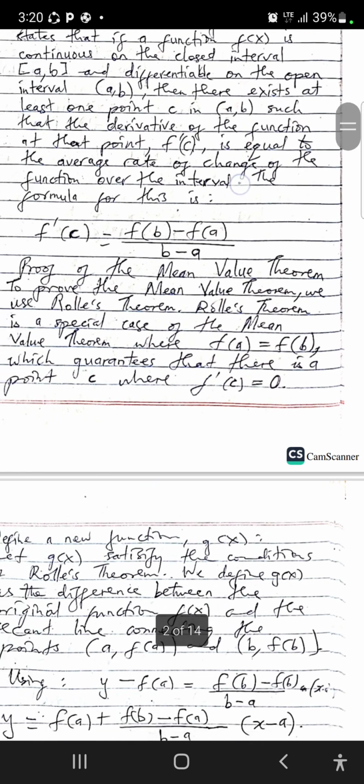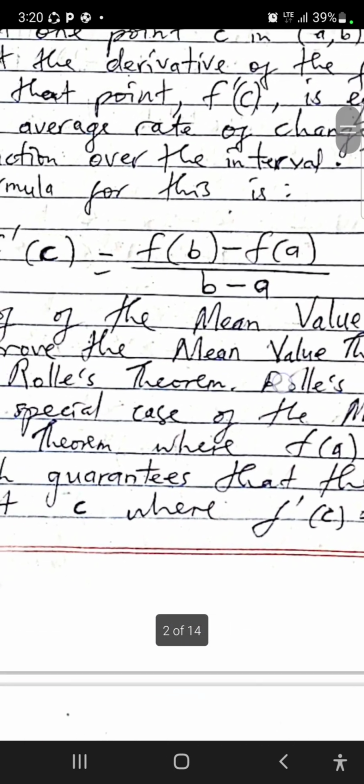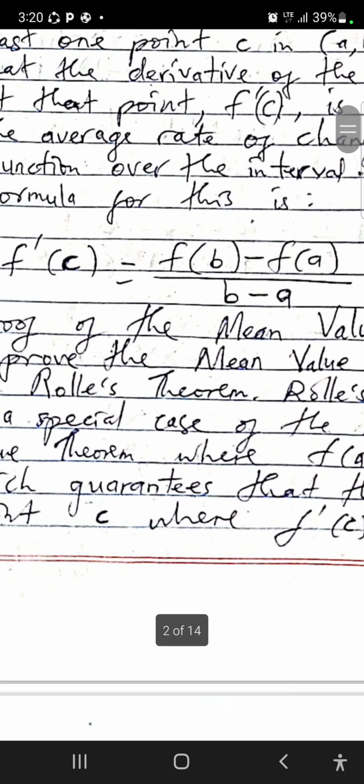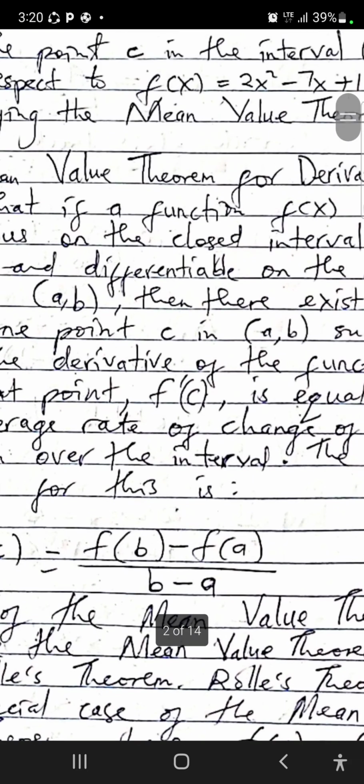Mean value theorem, this is the one here. I'm zooming it out. This is the mean value theorem. It says that whatever function you have, differentiate it and put a c inside. Then it should be equal to the original function. Which one is our original function?